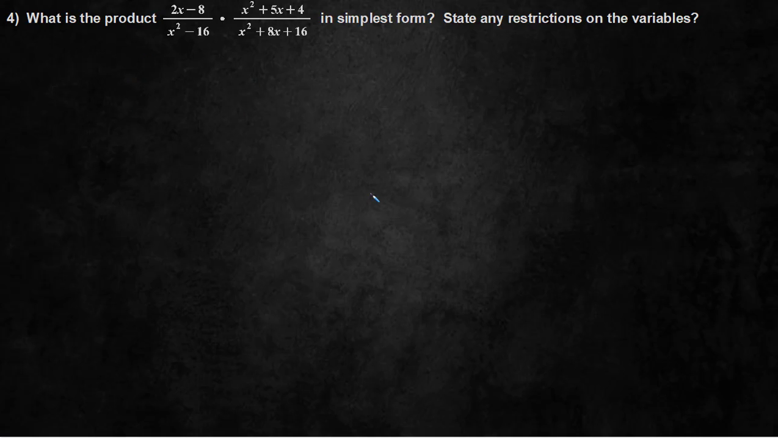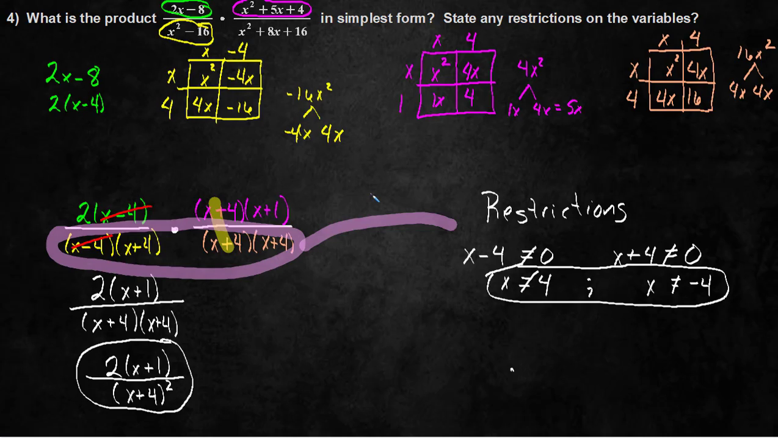I want you to try to do number 4 on your own. And then we're going to look at the next slide, and I'll show you the solution. So you should have had 2 times the quantity of x plus 1 divided by x plus 4 squared. When you have the same thing written twice, the best way to write it is with a squared. And then our restrictions are when it was at positive and negative 4.